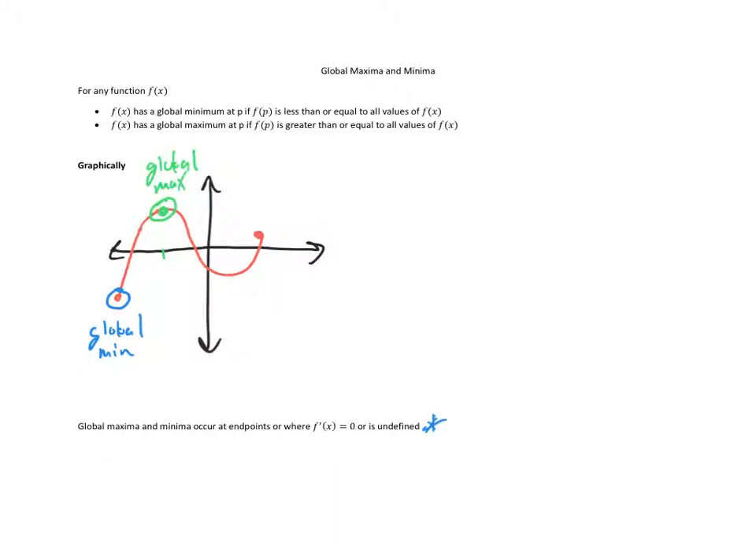So that gets us to an important note, that we want to make sure that we consider all points where the derivative equals 0 or is undefined, or the endpoints, because those are our possible global max and minimums. So we're going to look at an example and see how we do that.